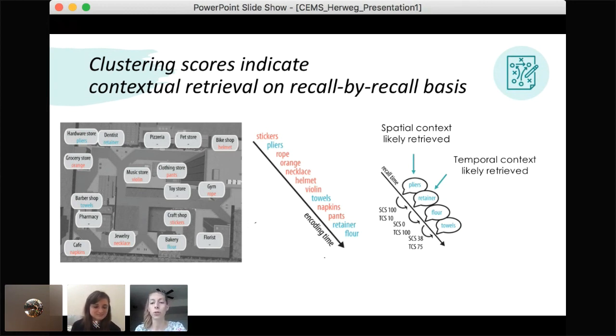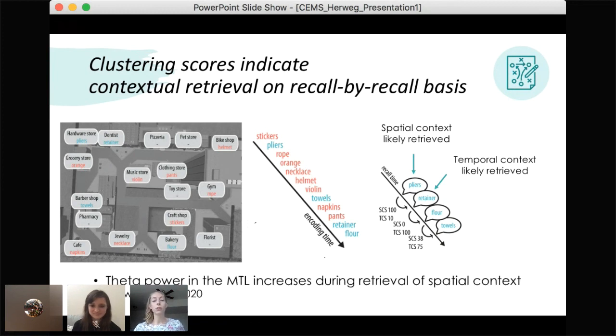And in contrast to that, transitioning from retainer to flower would get a low spatial clustering score because the items were presented on opposite ends of the environment, but a high temporal clustering score because they were presented right after one another. And we can use these spatial and temporal clustering scores for every recall transition to then understand what is going on in the brain when subjects either retrieve spatial context or if they retrieve temporal context. And we have previously used this method to show that theta power in the medial temporal lobe increases during the retrieval of spatial context.